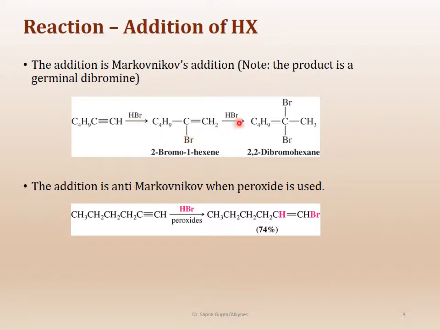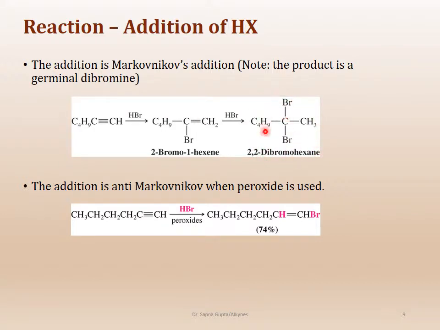You get the bromine here, add another hydrogen bromide, and you get the bromines again on the same carbon now, and the hydrogen will still go to the carbon with more hydrogen. Now the bromines that we ended up getting here are geminal bromines, because remember we talked about vicinal and geminal.